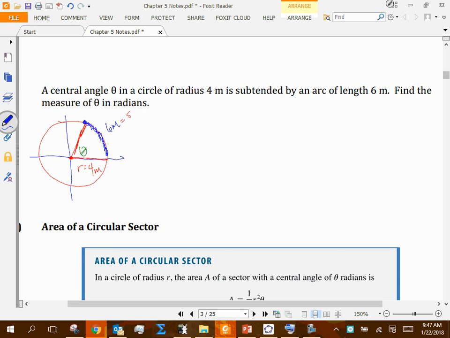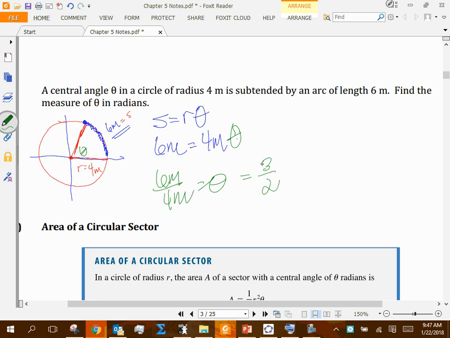Well, we've got the components that build this formula, right? S equals R theta. S is 6 meters. R is 4 meters. Do we then have enough to solve for theta? Just divide by 4 meters, right? So we get 6 meters divided by 4 meters is equal to theta. And that ends up being 3/2, right? What happened to these units? Canceled out, right? And when they canceled out, it creates now our result for an angle, correct?